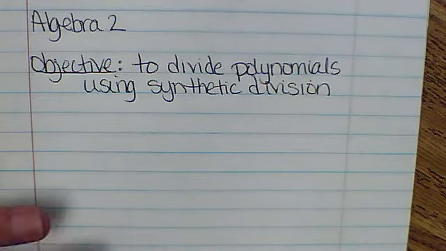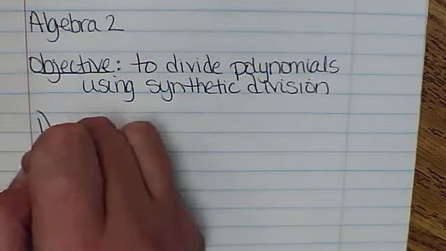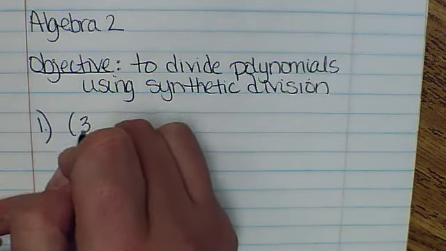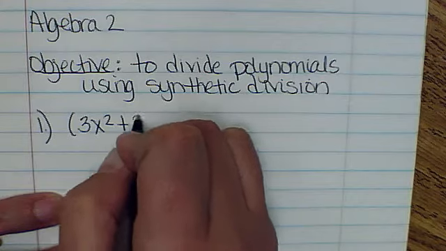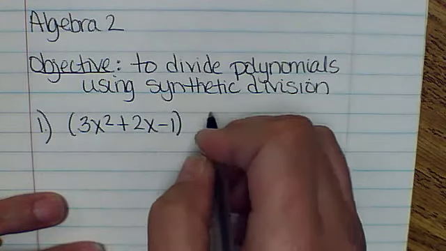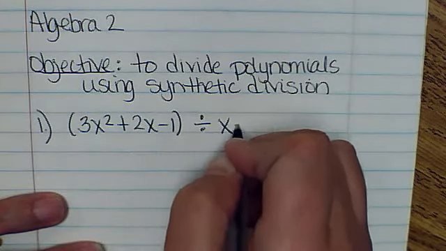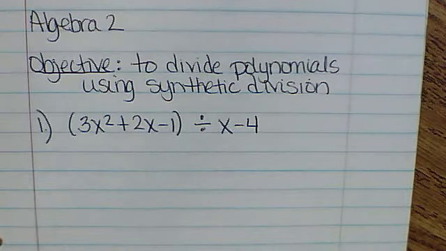Okay, so we're going to start working this by doing a problem. Our first problem is 3x squared plus 2x minus 1 divided by x minus 4.